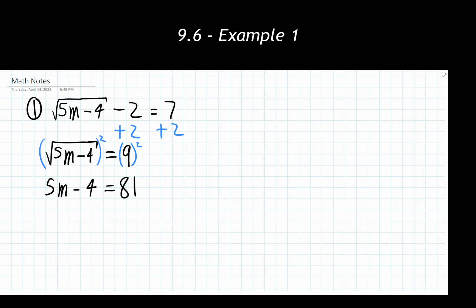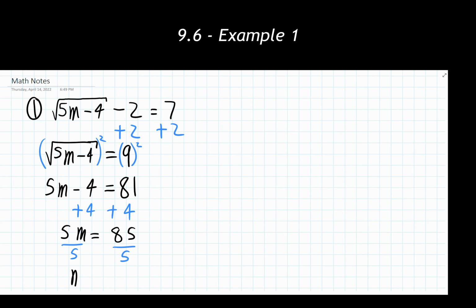So I'm going to be adding 4 to both sides. It's going to give me 5m equals 85. Then from here, I need to get m all by itself. The only way I can do that is to divide both sides by 5. So left side divided by 5, right side divided by 5.